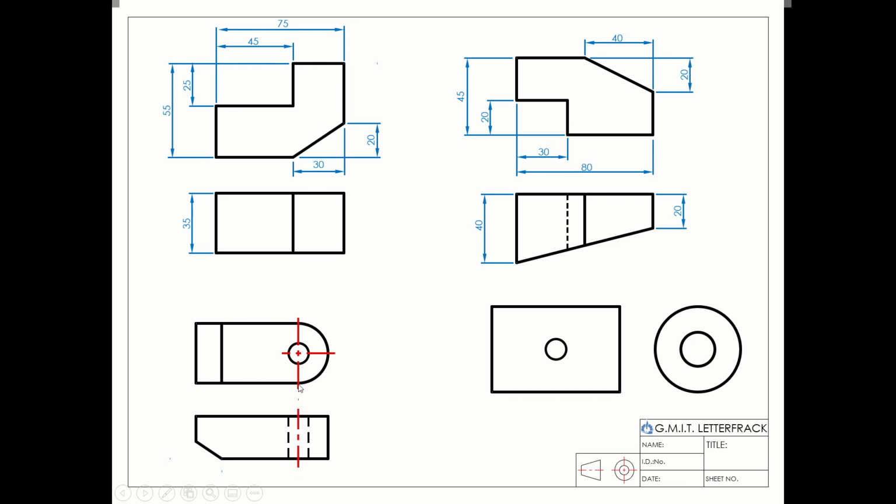And they're not connected with each other, and they shouldn't go from one view to the next. They should just go a little bit past the piece. So there's our center lines like that.